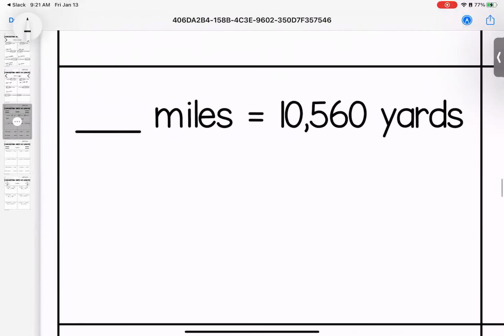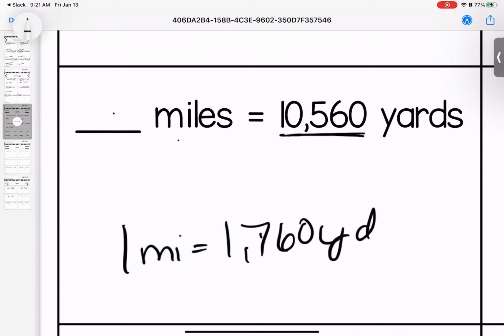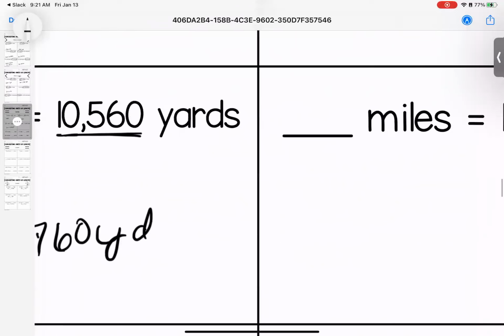Coming down here, how many miles are in 10,560 yards? Oops, sorry, I dropped my Apple Pencil. So 1 mile is 1,760 yards. So when you divide, because we're going from bigger to smaller, right? It takes more yards to make a mile. This is going to give us 6 miles.